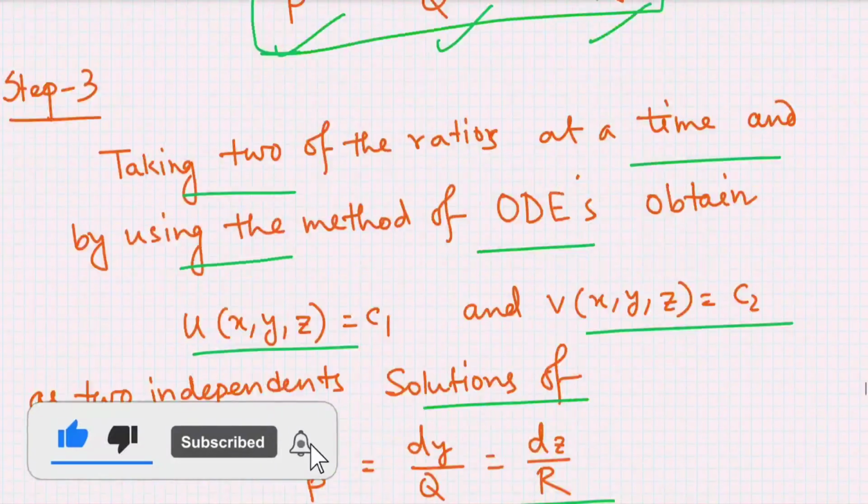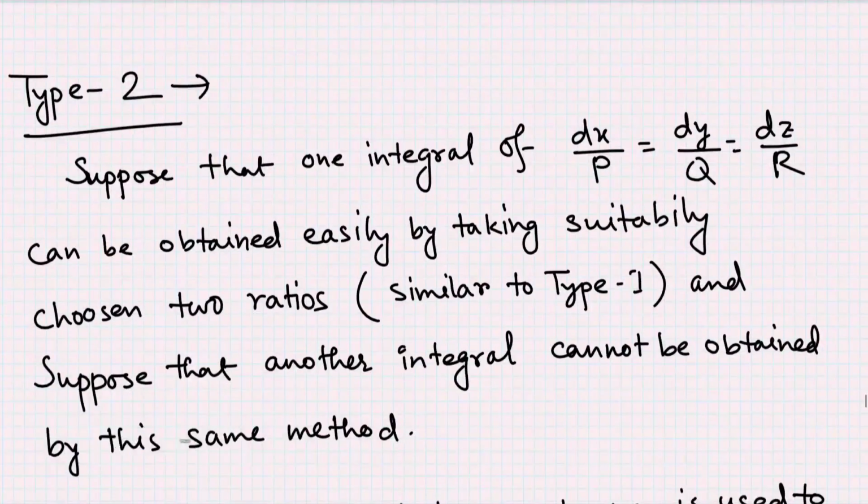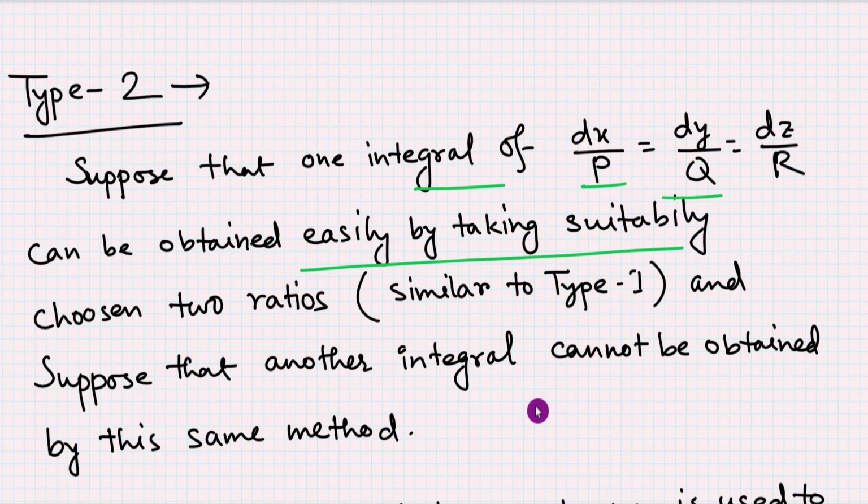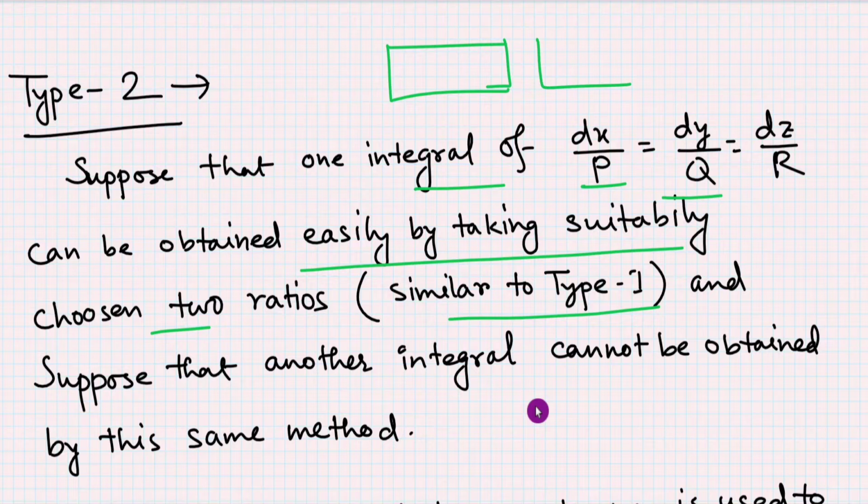Now let us come to type 2 solution. Suppose that the integral dx by P equal to dy by Q equal to dz by R can be obtained easily by a suitable choice of two ratios, similar to type 1. In the first case we just choose the suitable two ratios and then solve them independently using ODE methods, the solution procedure is the same as ODE, and then we write those two in the form of phi of this and this equal to 0.